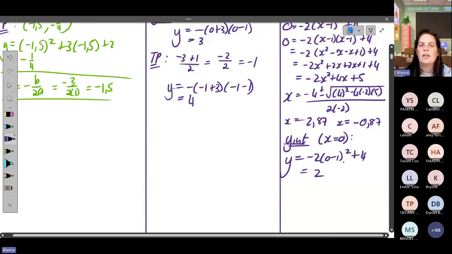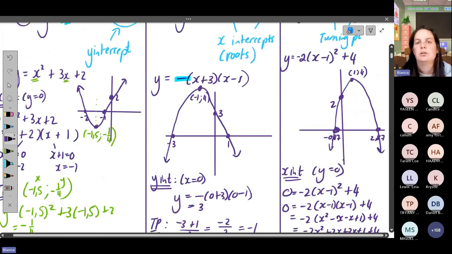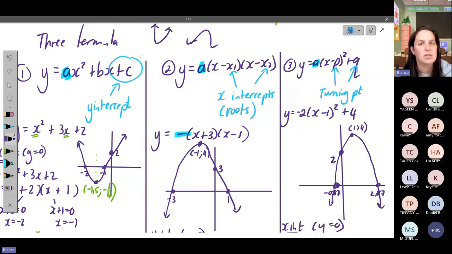Okay, so make sure you have this. Whenever you're drawing a parabola, you need three things: y-intercept, x-intercept, turning point. You need to just make sure of the formula they give you. Each of these formulae gives you one of those things, but you have to work out the other two things.